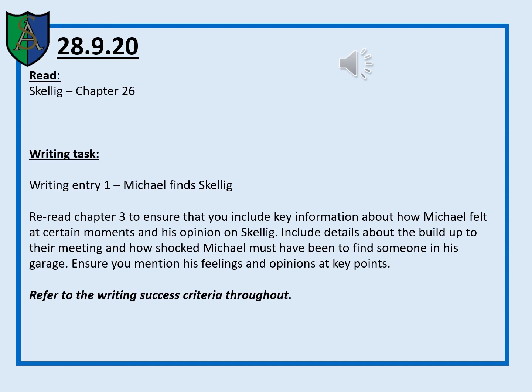Include details about the build up to their meeting and how shocked he must have been to find someone in his garage, and ensure you really go into detail on his feelings and opinions at key points. Remember, a key feature of diary entries is also explaining the location that events happen, so talk about the garage in a bit of detail as well. And obviously, it goes without saying, throughout the week you're going to be referring to the success criteria. So today's task is simply to write diary entry extract 1, which is where Michael finds Skellig.